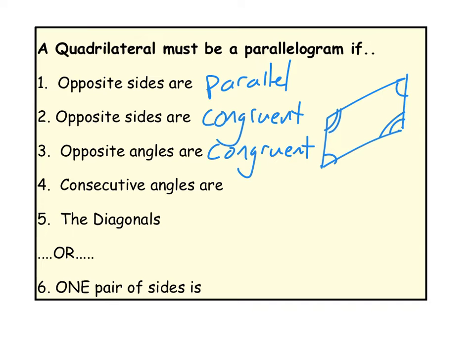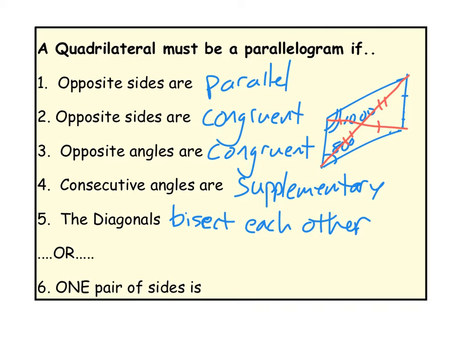And what if the consecutive angles are supplementary? So we've got these consecutive angles. Maybe we know that they are 100 degrees and 80 degrees. Then that would be enough to say that this is a parallelogram. And then we've got the diagonals. If we want to prove that this is a parallelogram, we could prove that the diagonals bisect each other. That would be good enough to say that it's a parallelogram.